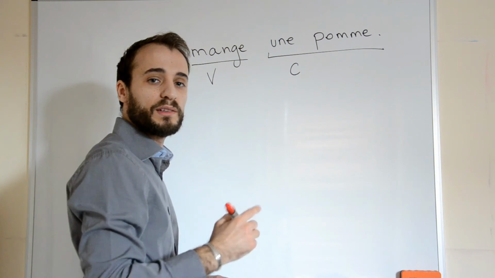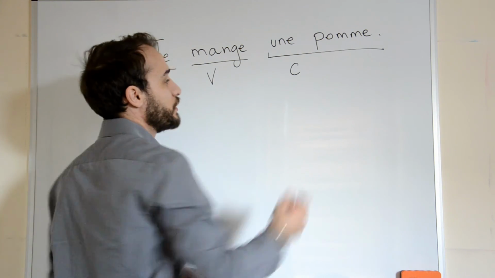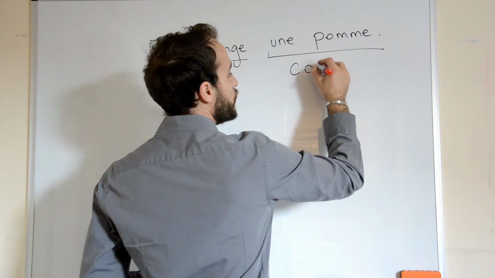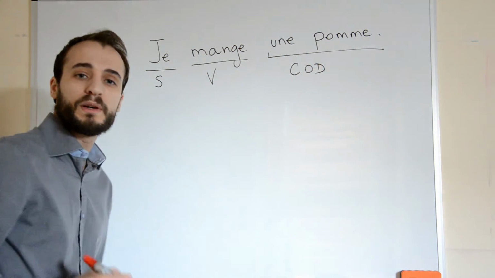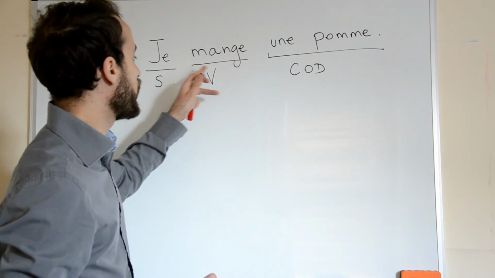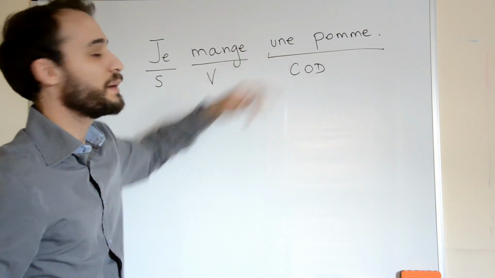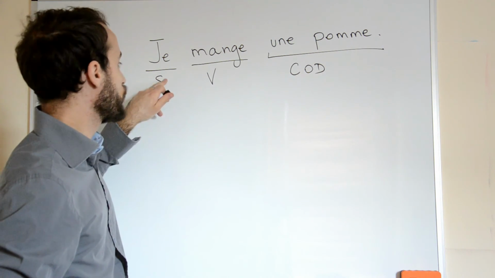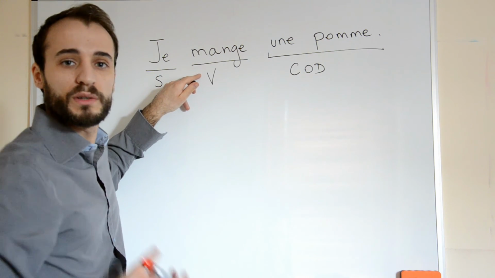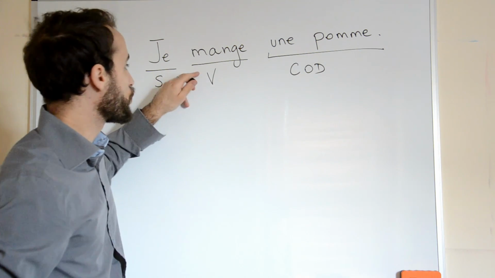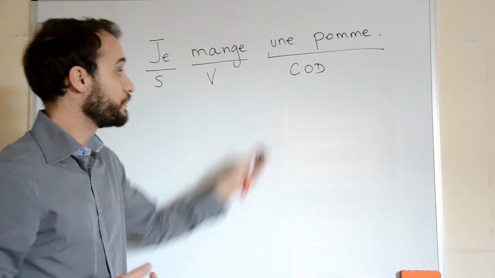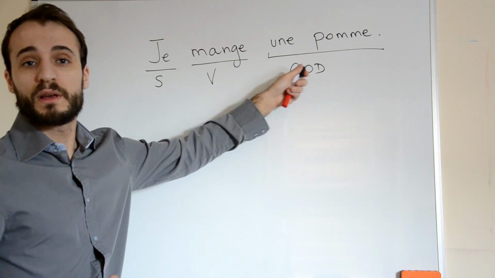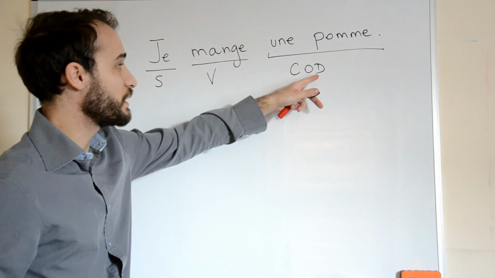And in this context, it's a direct object complement. So in French, we call that COD. So it's a complement because it answers the question, what do I eat? What do I eat? An apple. So who eats is the subject, je. What je does, mange, it's my verb. And je mange quoi? I eat what? Une pomme. Therefore, it's a complement. And this one is a direct one.